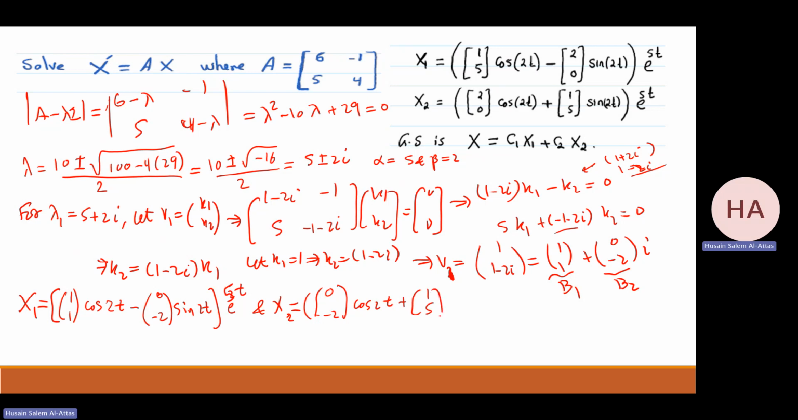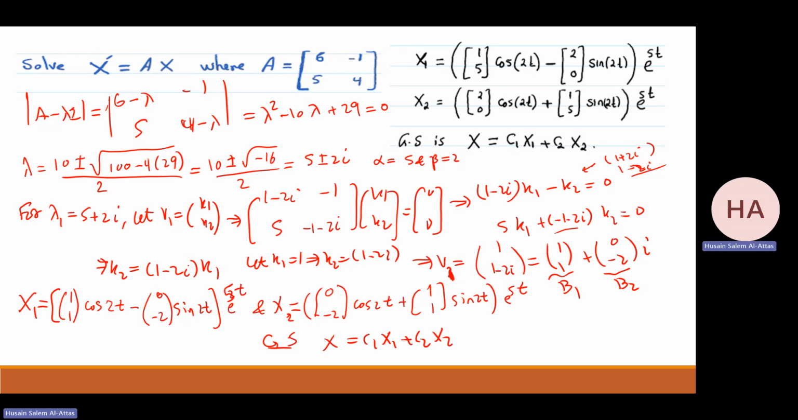Plus 1, 5 cosine sine 2t. Or not 1, 5. What was 1, 1? Yeah, this is my b1 cosine minus b2. This is b2, 1, 1 sine 2t e to the power 5t. My general solution x will be c1 x1 plus c2 x2, which is correct.